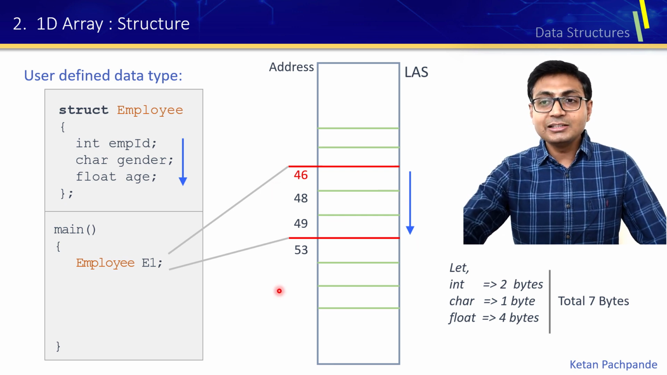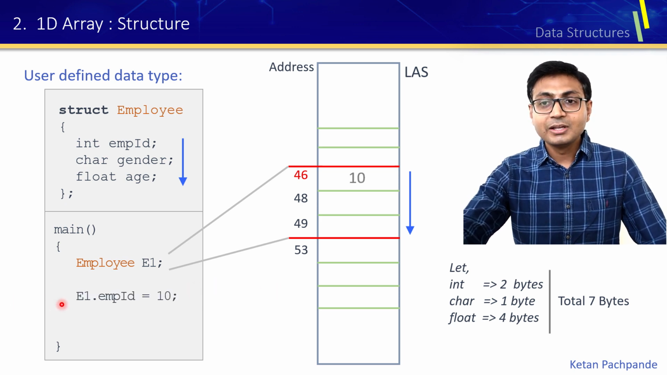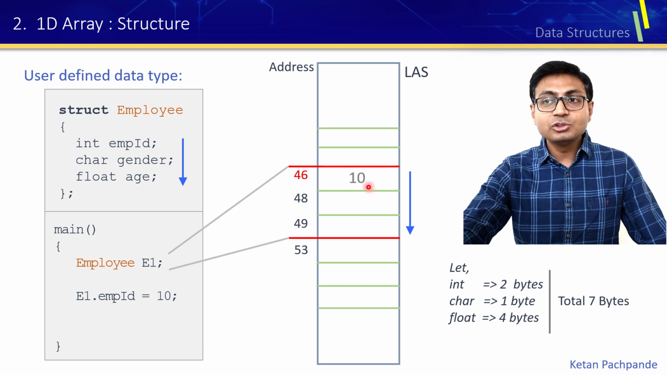Now how do you access these variables inside E1? Here is the method for that. We say E1 dot employee ID is equal to 10. When you do that, the 10 is stored here.